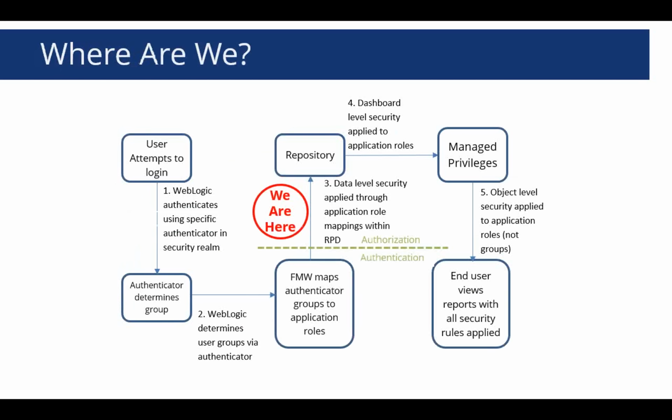Just to help with where we're at, if we use the flow here of a user attempting to log on and being authenticated, specifically in WebLogic, now we are here. We can see we need to be listing for the end user what specifically they have access to, via what reports or dashboards they have access to, and then, when they run those reports, what row-level filtering could be occurring.